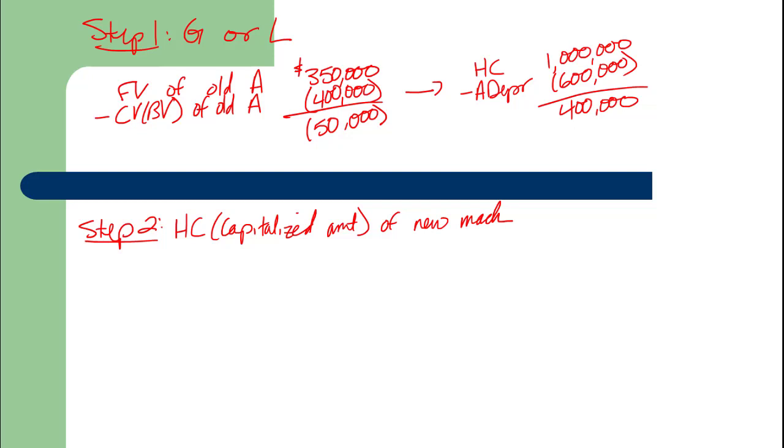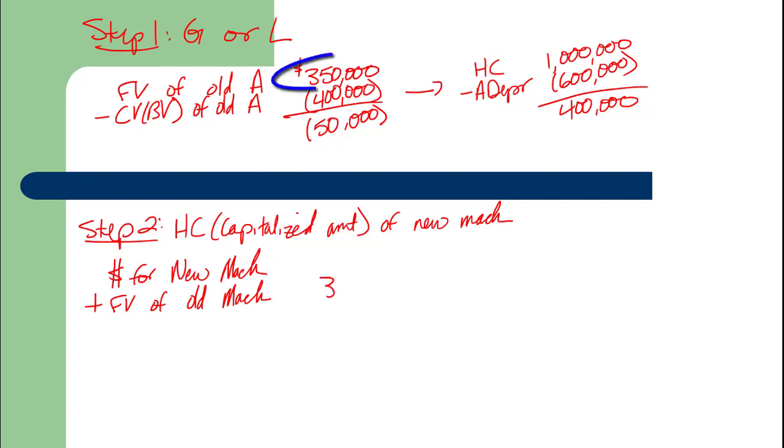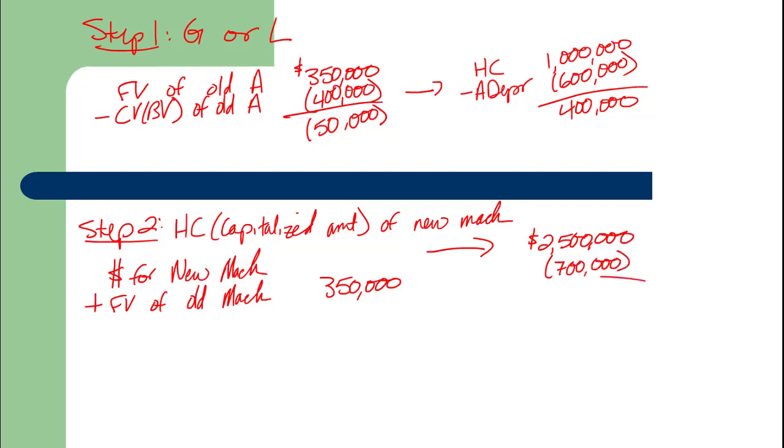And I do that by adding the cash for the new machine plus the fair value of the old machine. Well, I know the fair value of the old machine. I just did that. It was $350,000. Comes from up here. Now I need the cash for the new machine, and I was given a market price. The new machine normally sells for $2.5 million, but they're going to give me a $700,000 trade-in value.